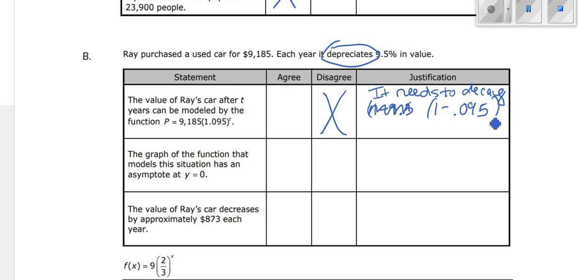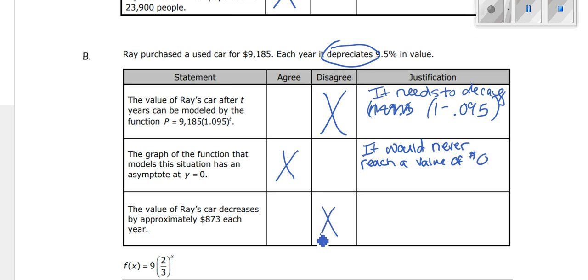Okay, the graph of the function that models the situation has an asymptote at y equals 0. I agree with this. It would never actually reach 0. So the car would start at 9,185 and never actually reach a value of $0.